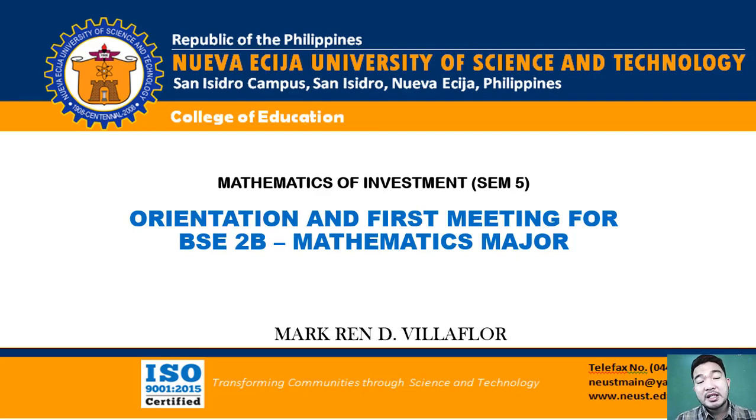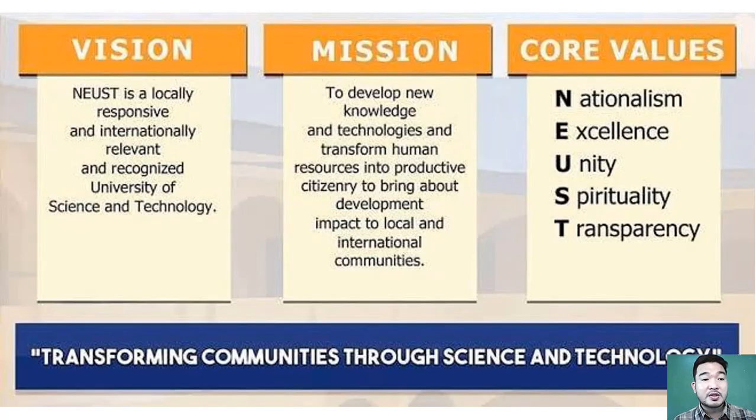But before we proceed into the orientation proper, I would just like to remind all of you of the university's vision, mission, tagline, and core values. Our vision: NEUST is a locally responsive and internationally relevant and recognized university of science and technology. Our mission is to develop new knowledge and technologies and transform human resources into productive citizenry to bring about development impact to local and international communities.